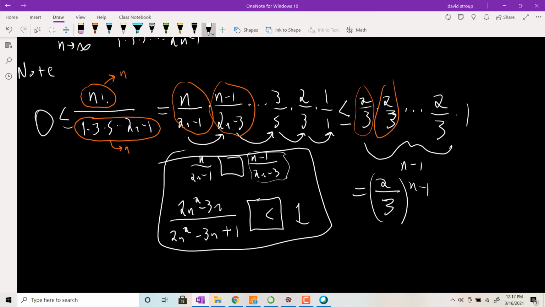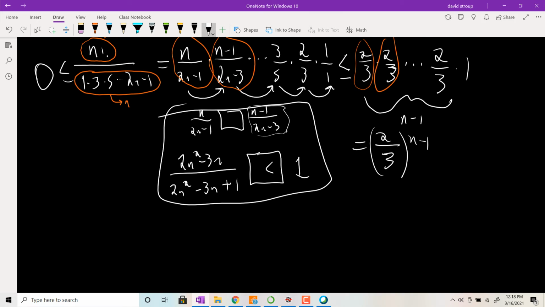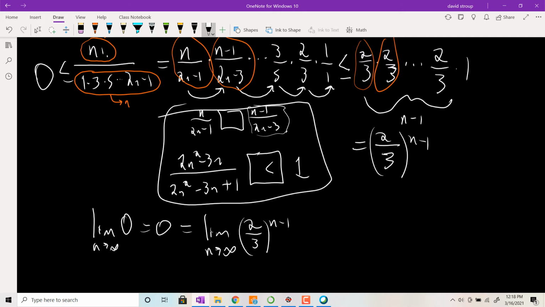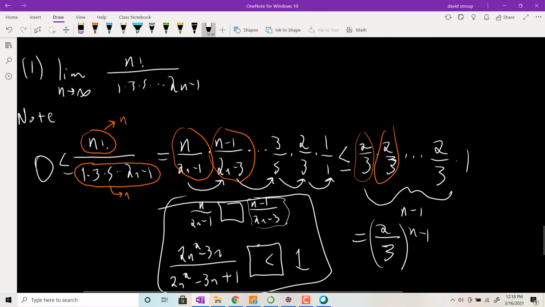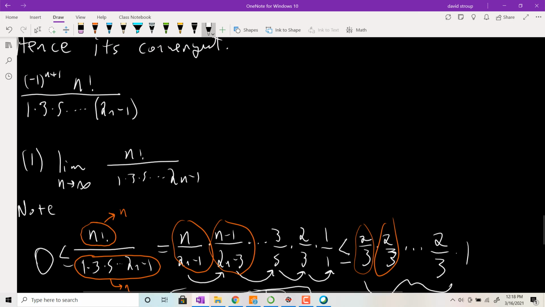Okay, so then you can take the limit on both sides, right? You know the limit of 0 on the left as n goes to infinity is 0. That equals the limit as n goes to infinity of 2/3 to the n minus 1. So long as this ratio is less than 1, if you take that ratio to the n or n minus 1 or n plus 1, you're going to end up going to 0. So you have the limit on the left and the right going to 0. That implies the limit in the middle goes to 0, and hence this limit here will equal 0 by the squeeze theorem.